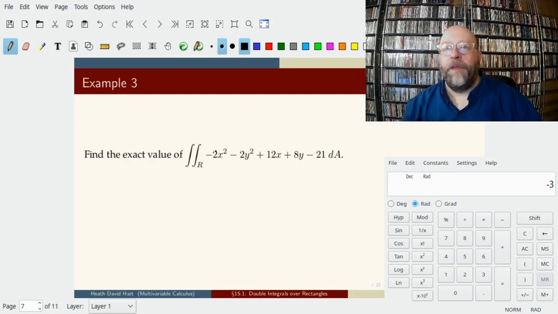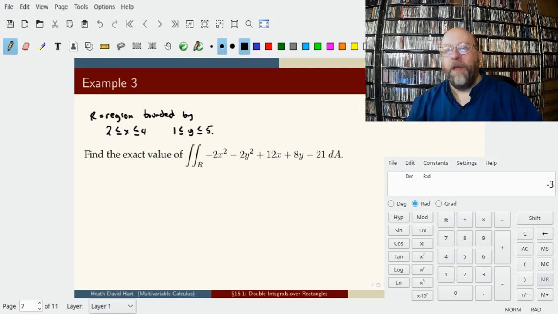So let's try this example. This is the same region we were looking at before, where x goes from 2 to 4, and y goes from 1 to 5. We're going to integrate over that region. So R is the region bounded by these rectangles for this function here. We're going to integrate with respect to the area of the little tiny rectangles, not triangles. Area of rectangles.